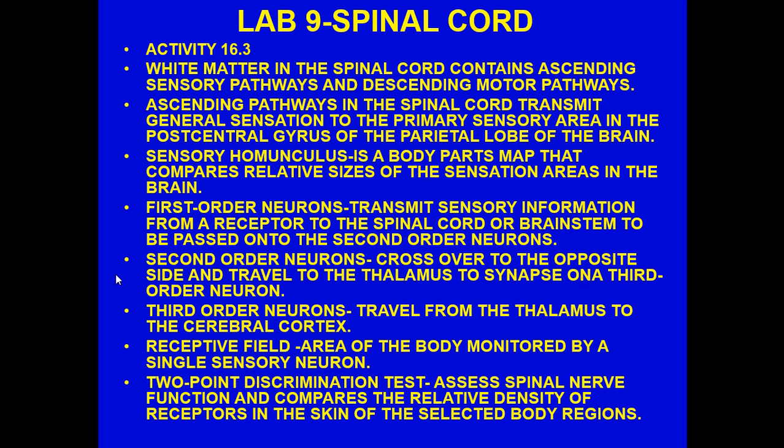This is where we can find out how much and how dense the receptive field is. In other words, can you really sense a lot in a very small area, or will you get a larger area that a single neuron is covering? This is where we get into a two-point discrimination test. As I said, you can unfold a paperclip and not pierce your skin, but basically just touch with it. You can assess the spinal nerve function and compare the relative density of receptors in the skin of a selected body region.